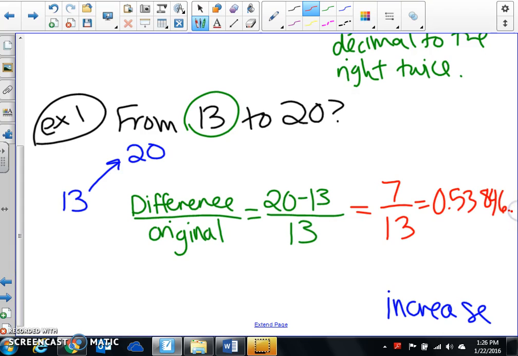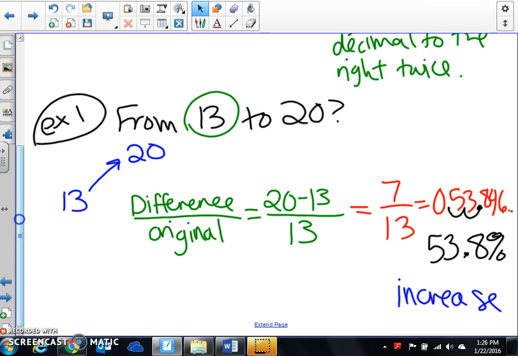0.53846... All right, remember, we have to change that into a percentage. I want you to round all of these to the tenth, by the way, okay? So I go over twice, making this 53 point, and then this is going to be 8% because the 4 is going to keep that the same. So 53.8% increase.